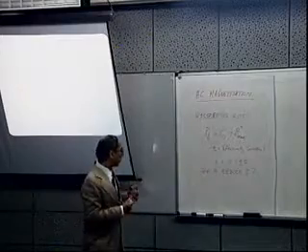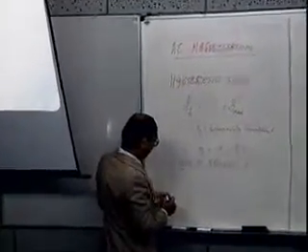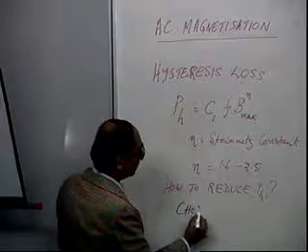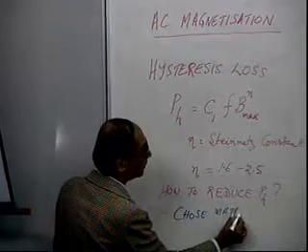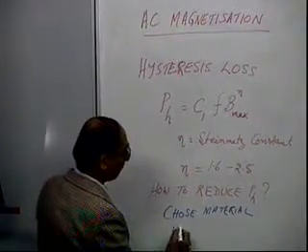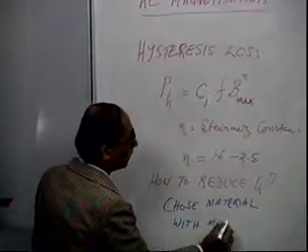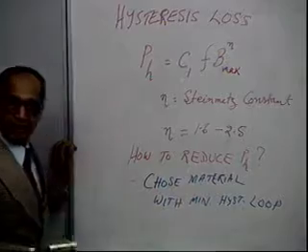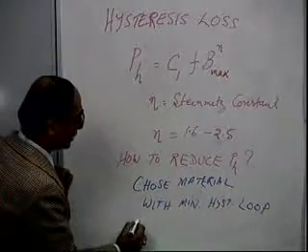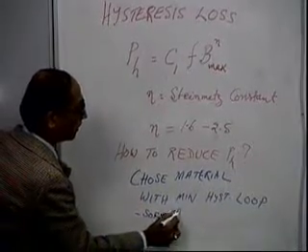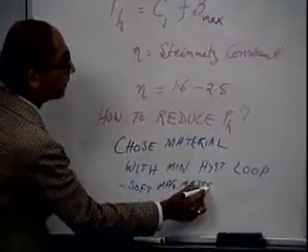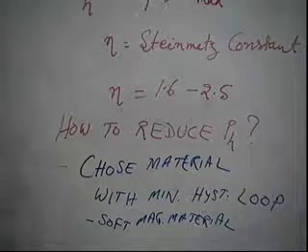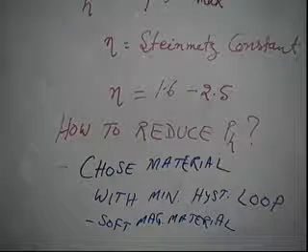Therefore, we would like to choose a material which will have a minimum hysteresis loop. Minimum hysteresis loop. That means you must have a very good material, basically soft magnetic materials. Okay, so we would like to do it like this.